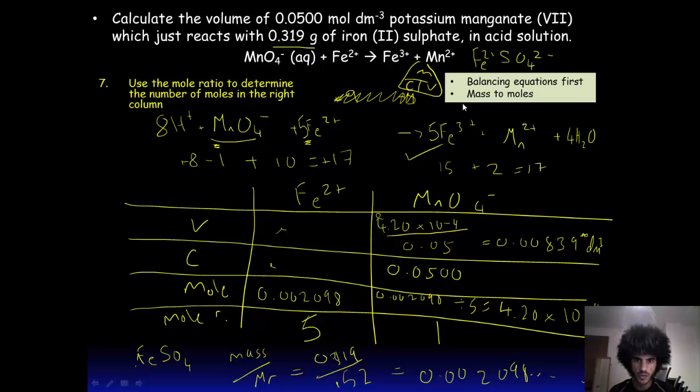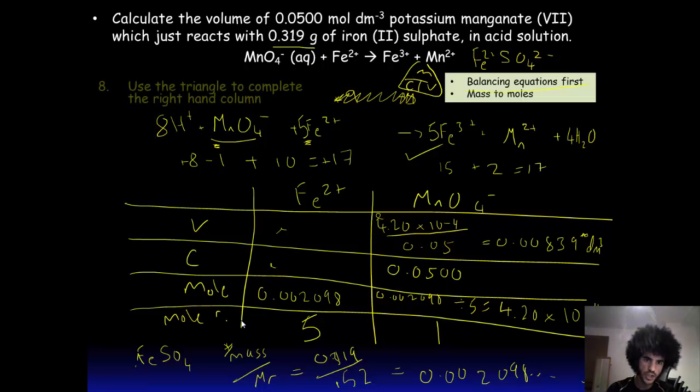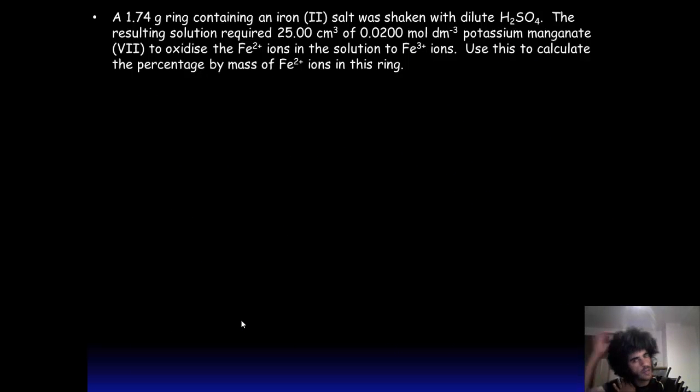So you can see we've gone through two different skills here. The first one was balancing equations first, which was tricky. The second was mass to moles, which we covered there. So those are two other ways in which the IB might try to trip you up. Just be savvy and wary that might come up. Let's try one more. Don't do those other steps. Here's another one. It's my final example I'm going to do with you.